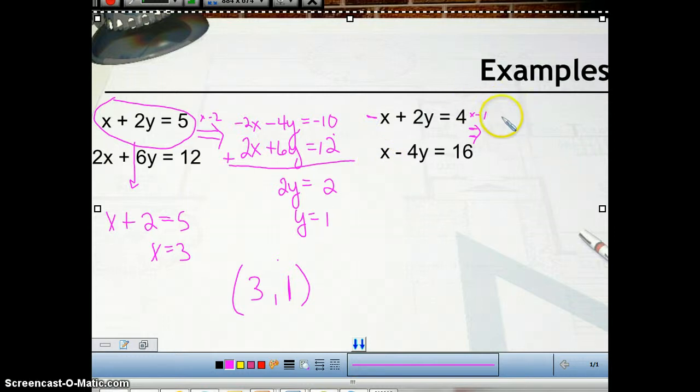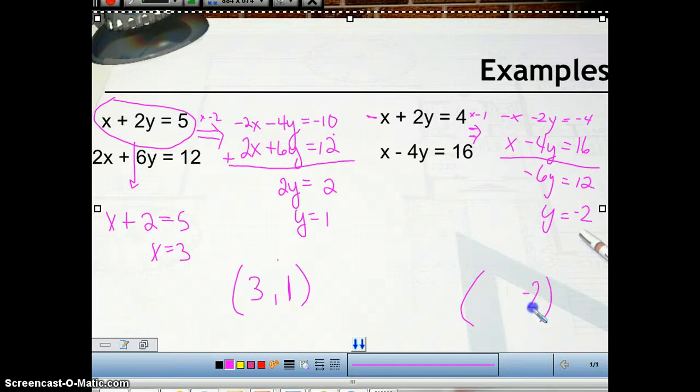So I'm going to rewrite the top equation. Ready? -x minus 2y equals -4. Bottom equation stays the same. So we're actually canceling the x's this time. That's the easiest way, I think, to do it. So the x's cancel. -6y equals 12. Divide by -6. Our y value equals -2. So we're halfway there. -2 is our y value.